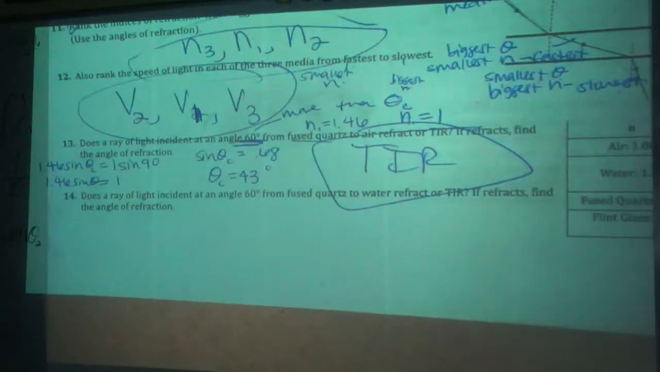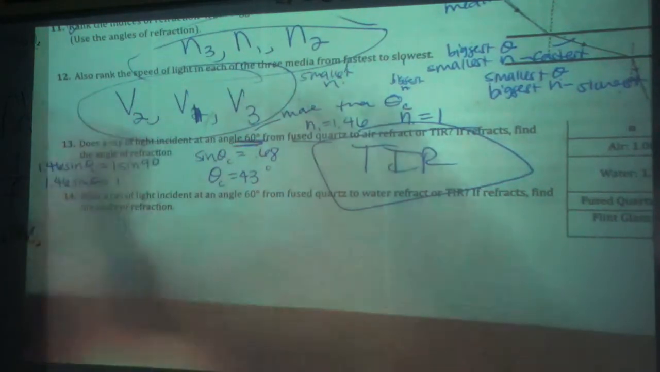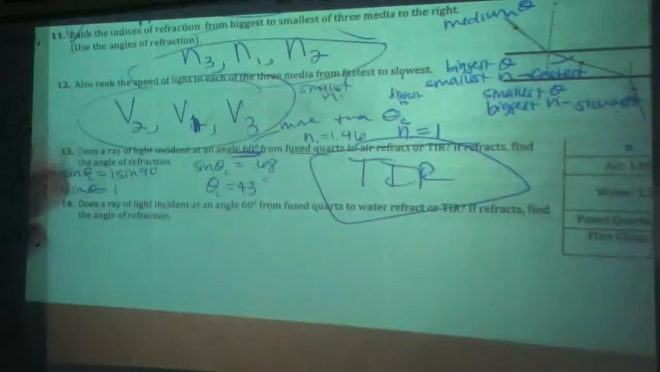So I'm asking myself those two rules. Am I going into a smaller n? Yes. Find your critical angle. Are you coming in more than the critical angle? Yeah, 60 is more than 43, so yes. Yes to both questions, it's TIR.